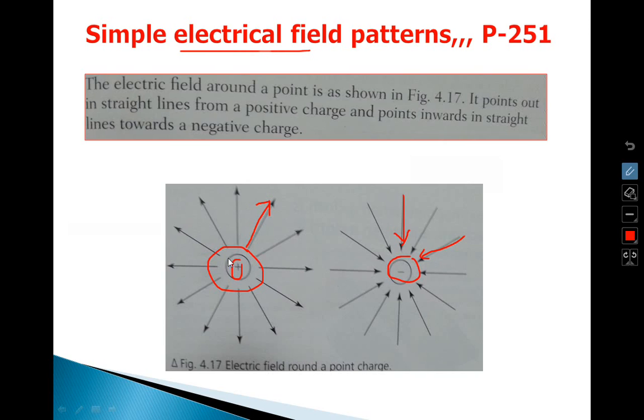But if the charge is positive, the lines point where? Out. They point out. So the direction of the electrical field pattern depends on the charge of the point. If the charge is negative, the lines point towards the charge, and if the charge is positive, the lines point out in straight lines.